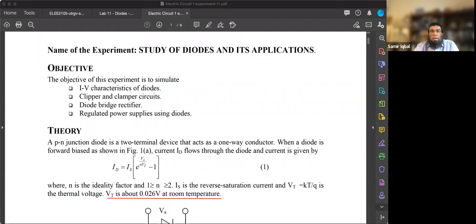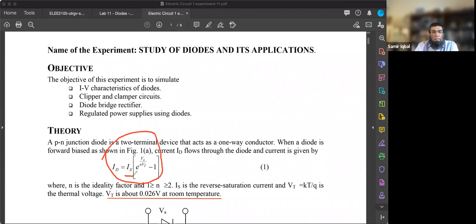And the current is calculated with a formula: I_D, the diode current, equals I_S times e to the power V_D over N V_T, minus 1. If you see, there are a couple of things in this relation. It has an exponential dependence on the voltage and temperature.